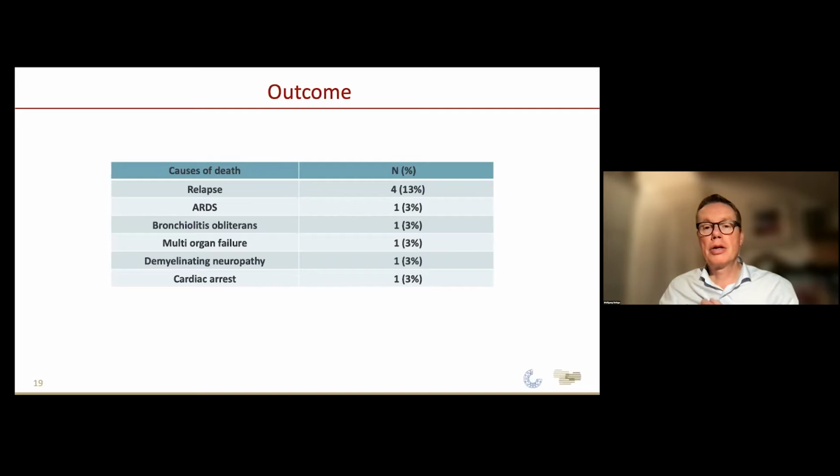You see here the causes of death. We lost 9 patients after transplantation in these 30 patients I report here, most of them due to relapse and some due to intensive care problems and one case of bronchiolitis obliterans and pulmonary problems, multi-organ failure, but as you can see, no real infectious death.